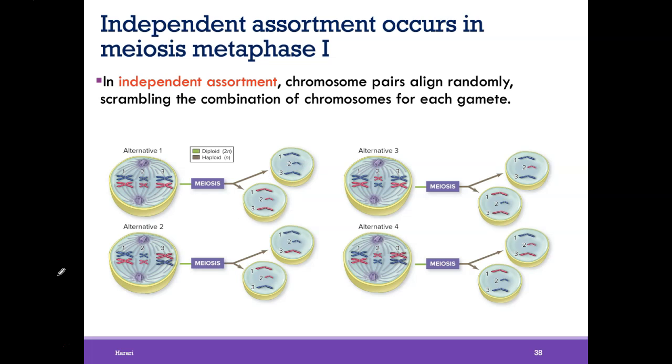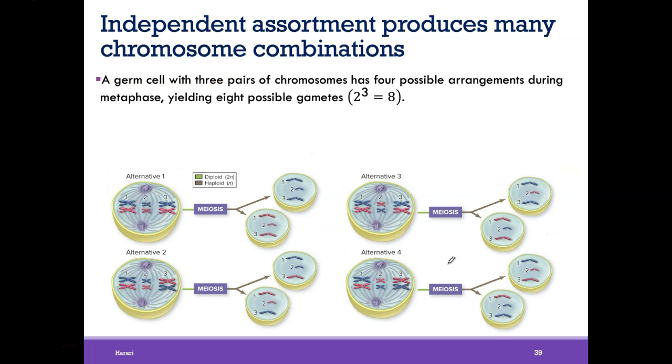But suppose there's a different alternative. Suppose that chromosomes 1 and 2 had blue on top, but just for this third pair of chromosomes, these two were switched. So now when they split up, we're going to have a different combination of moms and dads chromatids. So there could be a third alternative or a fourth alternative.